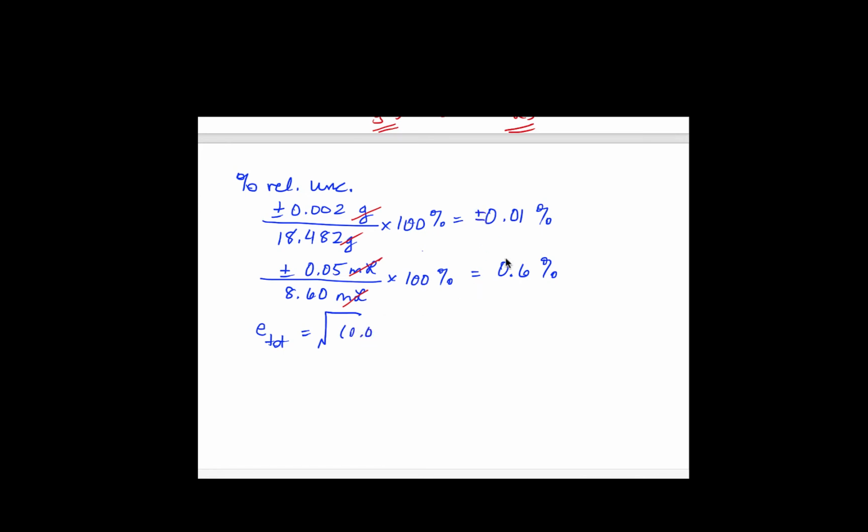Oop, I lost these plus or minuses, but I'll put them back. So because the 0.01% is quite a bit smaller, it turns out to not affect our percent relative uncertainty for the total answer. This is normal when you have two uncertainties that you're combining, or multiple uncertainties, and one of them is much larger than the other. That is the one that's going to dominate what the total uncertainty is for your answer.